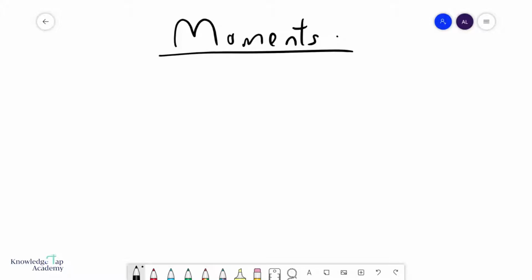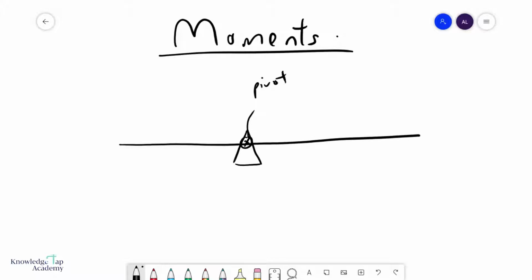Now, for simple illustration, we're going to consider a very standard example of a seesaw. And so we pivot the seesaw over here, and of course, that's my seesaw. Now, how do we calculate a moment? A moment is defined as the force multiplied by the perpendicular distance from the force to the pivot.